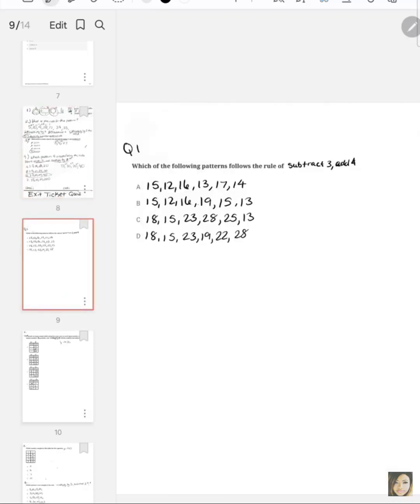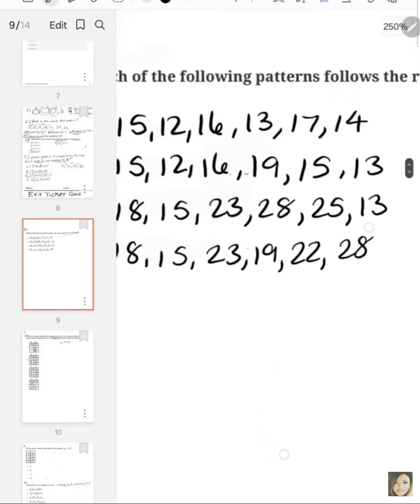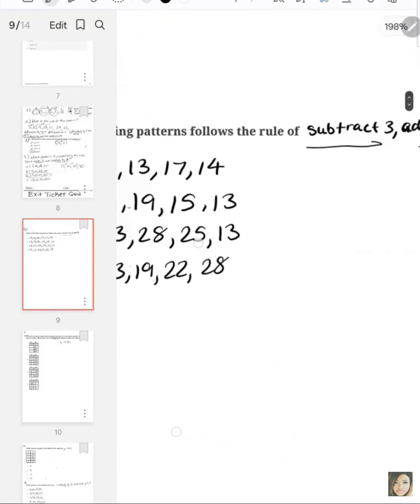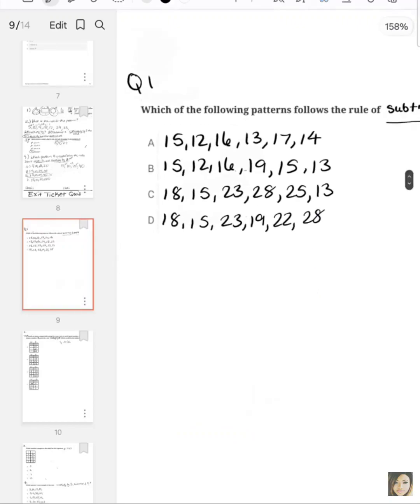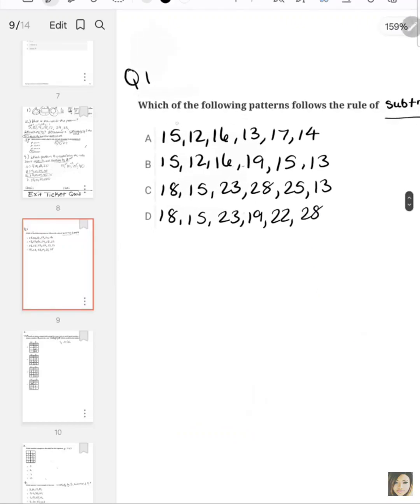Now I wanted to talk about how your scholar might be tested. And this says the rule subtract 3 and add 4. So I like to look at the answer choices. As I can see here, I'm looking at A, B, C, and D. And starting off, it looks pretty good because they all did subtract 3. But then you have to add 4.